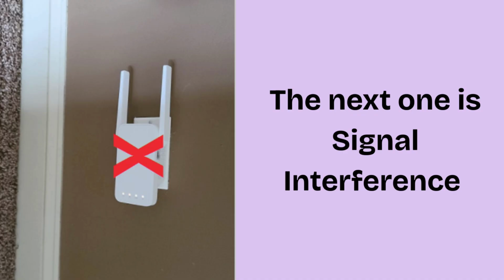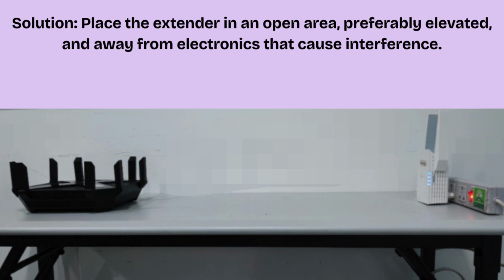The next one is signal interference. Placing the extender near microwaves, thick walls, cordless phones, or metal objects weakens the signal. And the solution is place the extender in an open area, preferably elevated, and away from electronics that cause interference.